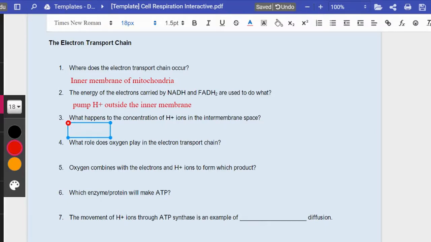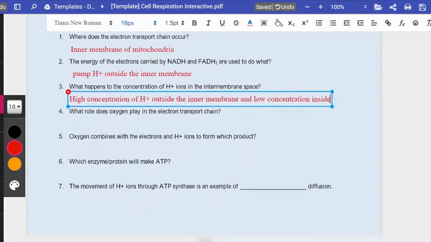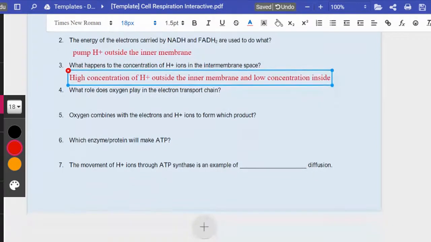So these protein pumps are pumping a bunch of H+ outside that inner membrane. So what's it going to do to the concentration gradient? Well, it's going to make a high concentration of H+ outside the inner membrane and low concentration inside. And if we remember from osmosis and diffusion, things always want to go from high concentration to low concentration. So those H+ ions are wanting to get moved back inside the inner membrane.